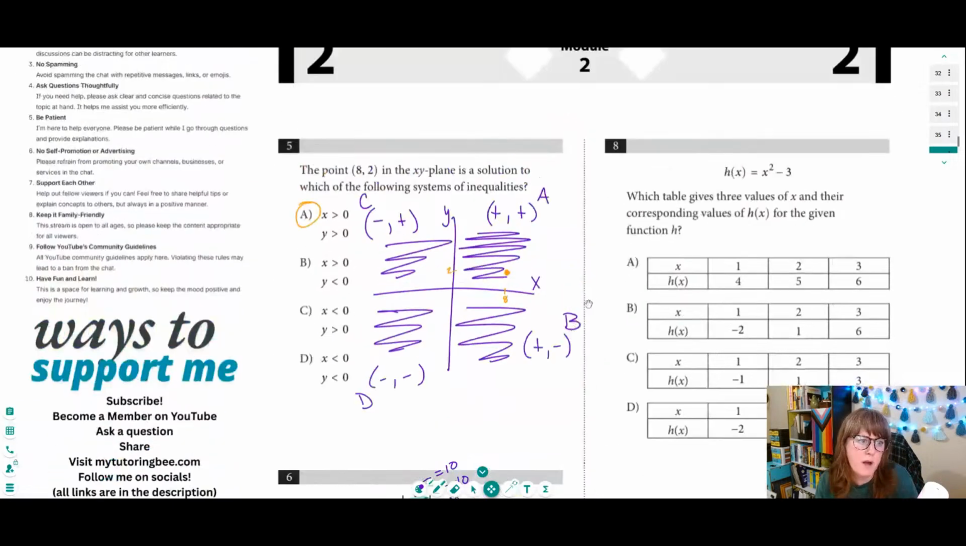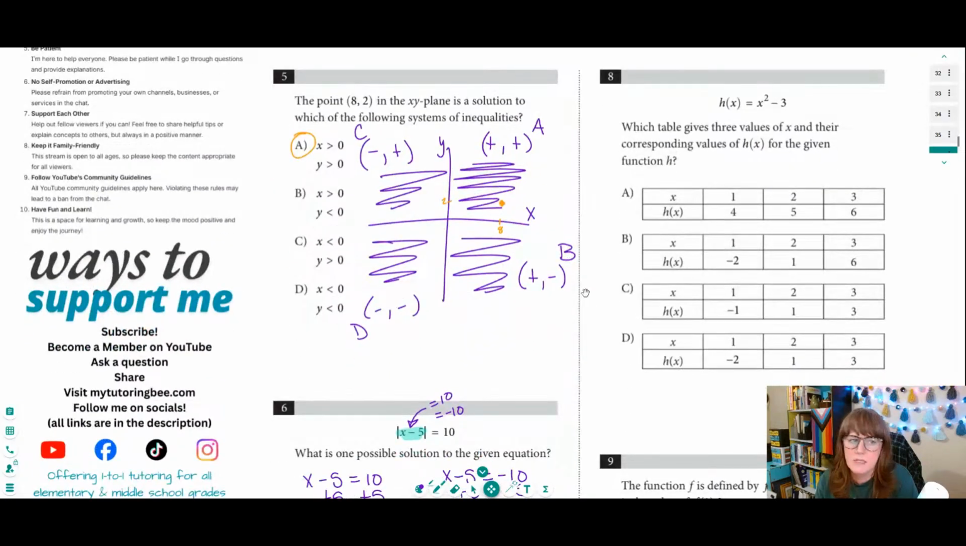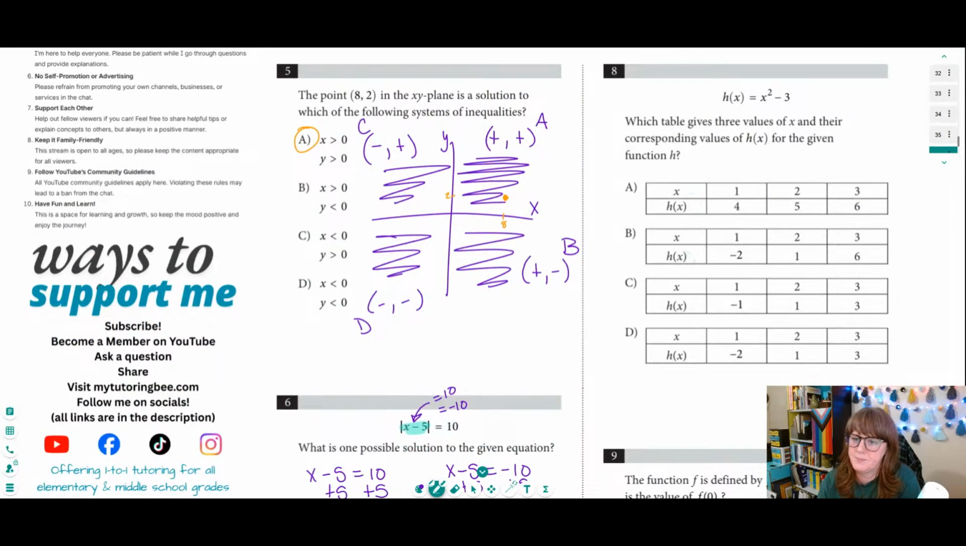Just a couple more problems. Okay. Let's go to problem number 8. H of x, again, it's an H, not an F, but it's still the same thing. This is just another name for y. So H of x equals x squared minus 3, which table gives 3 values of x and their corresponding values of h of x for the given function.